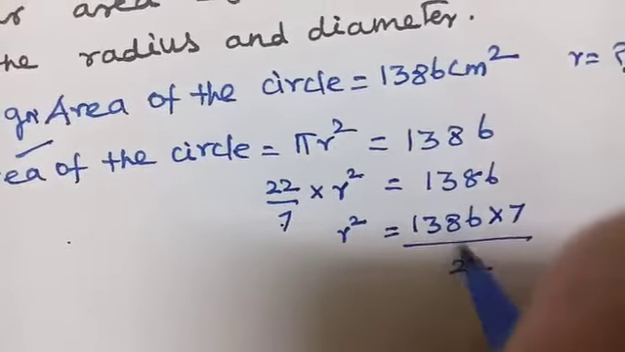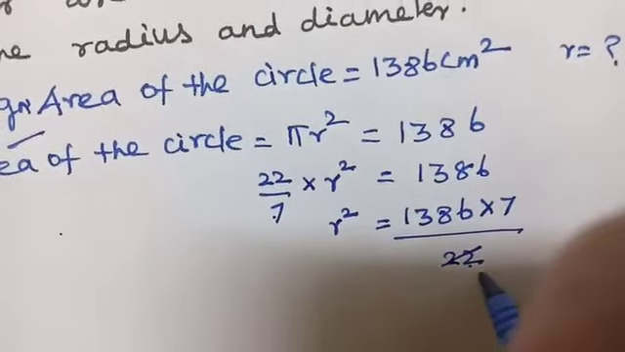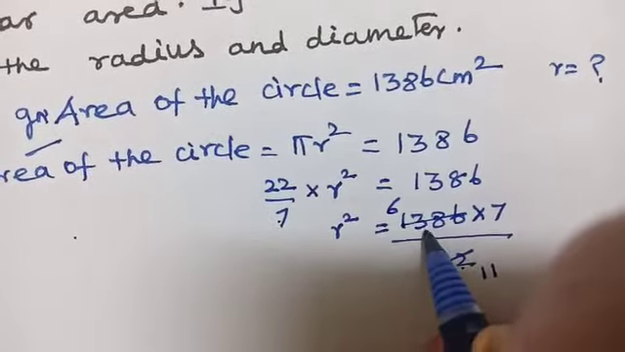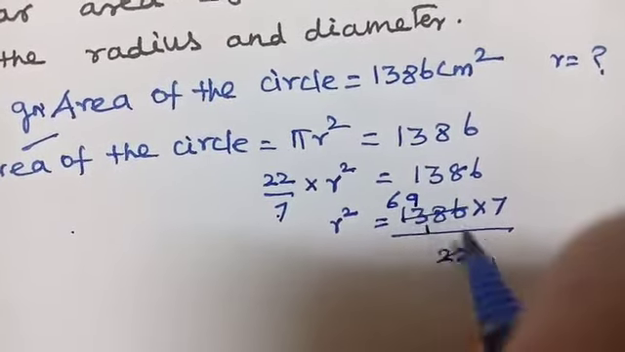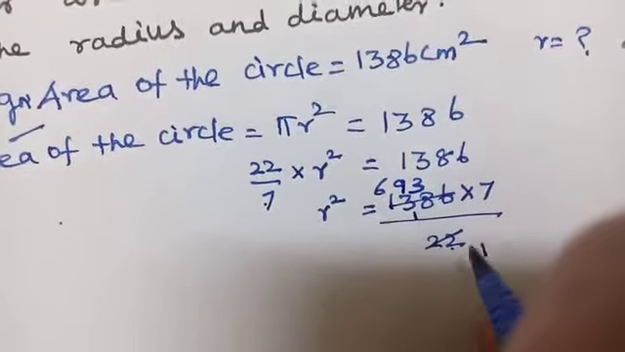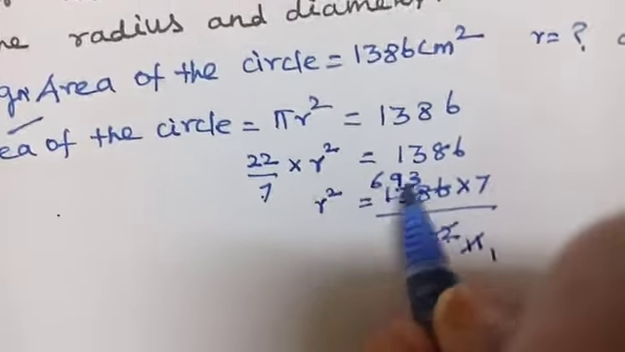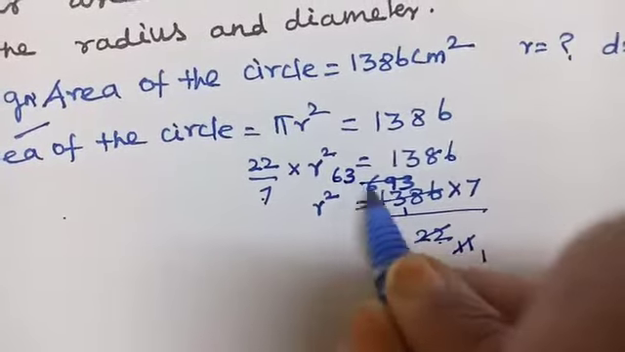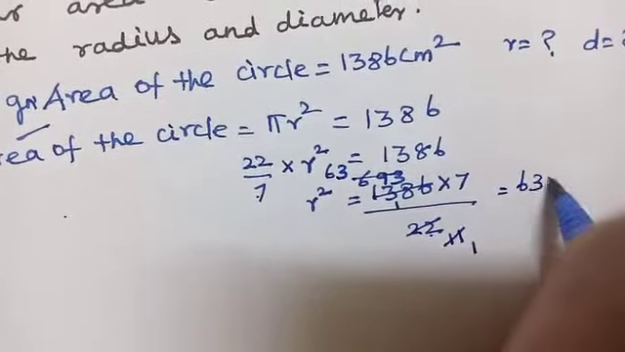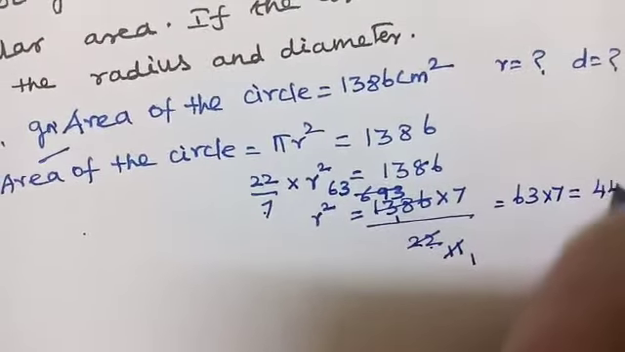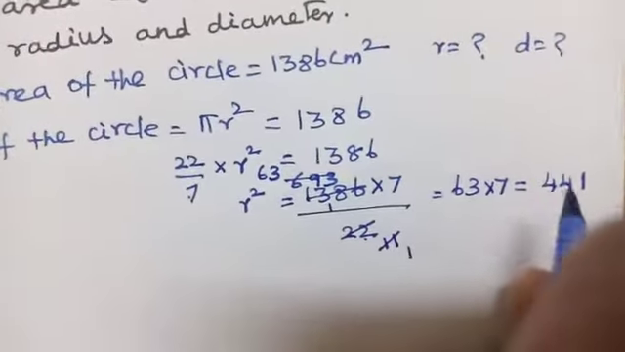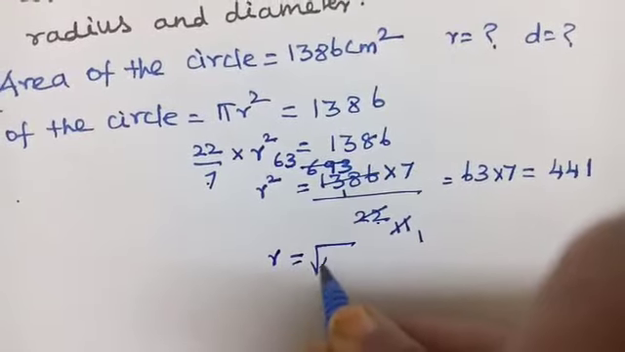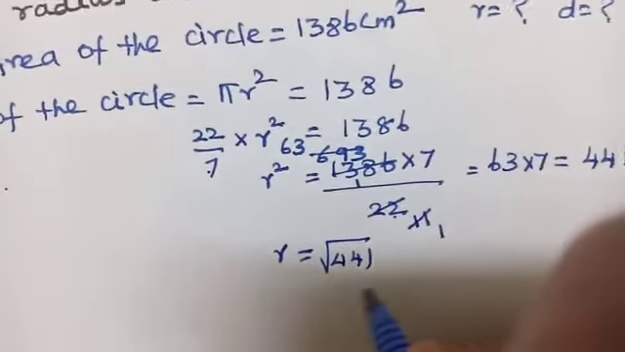Now I cancel these terms. First the 2 table: 11 2s are 22, so 6 2s are 12, again remainder 1, 18, 9 2s are 18, 3 2s are 6. Then I cancel the 11 table: 6 11s are 66, remainder 3, 33, 3 11s are 33. So the answer is 63 into 7, which is 441. So r squared is 441. But we need r, so r is the square root of 441. How do you find the square root of 441?